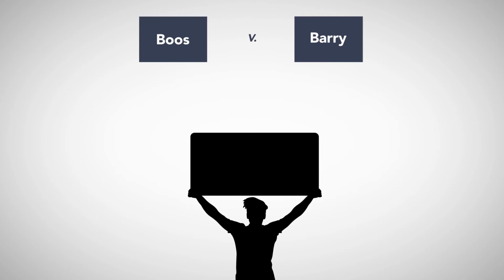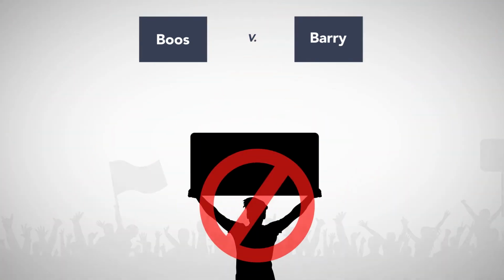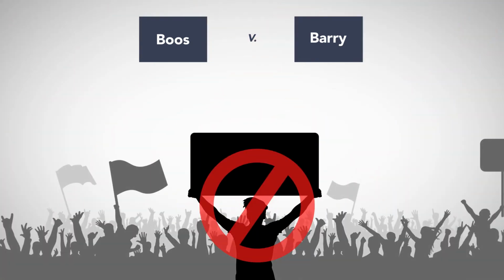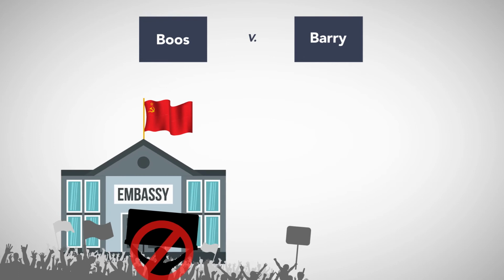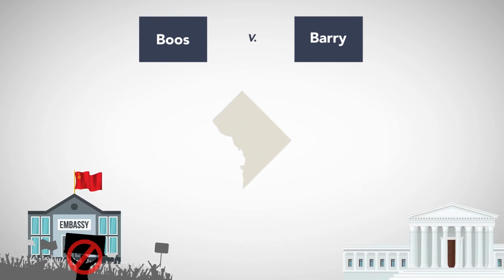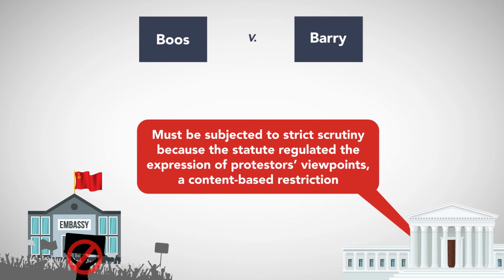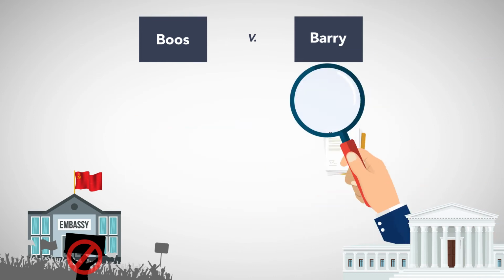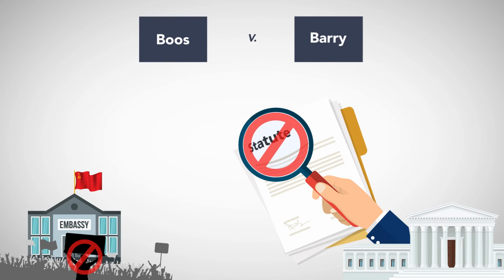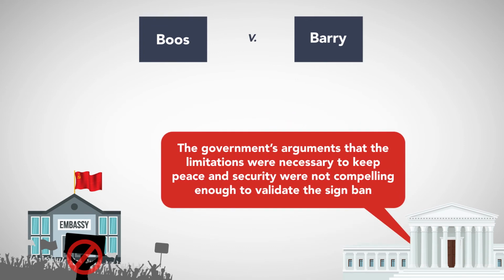In Michael Boos's case, the law prohibited him and his fellow protesters from displaying signs criticizing the Soviet Union in front of the Soviet embassy. The court held that the District of Columbia's justification for the statute must be subjected to strict scrutiny, because the statute regulated the expression of protesters' viewpoints, a content-based restriction. The court held that the prohibition failed to pass strict scrutiny because the government's arguments that the limitations were necessary to keep peace and security were not compelling enough to validate the sign ban.